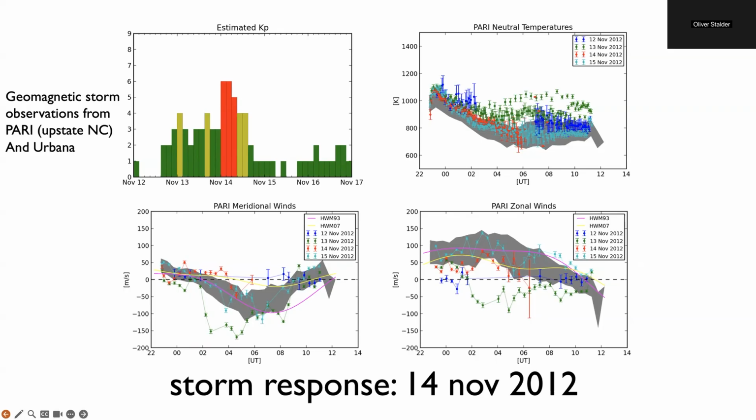But in this temperature, I noticed this oscillation. What would you attribute the oscillation of these green scatter plots to? Is that an instrumental effect, or is that some kind of wave activity in the neutral temperatures? Which oscillation are you making reference to? The top right plot, in the neutral temperatures.